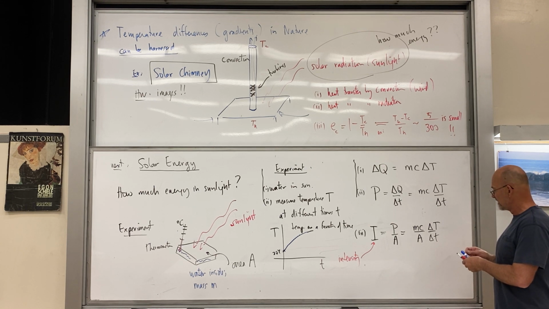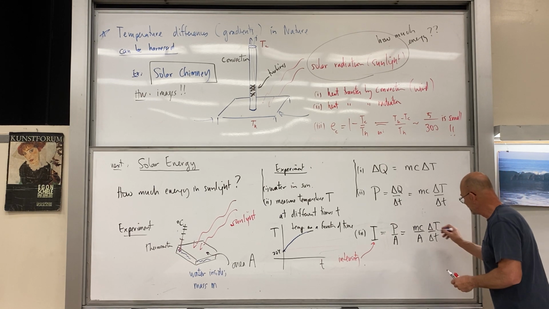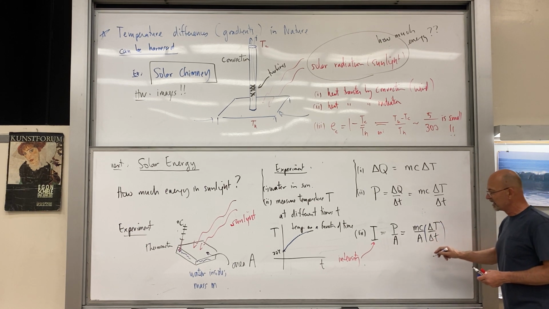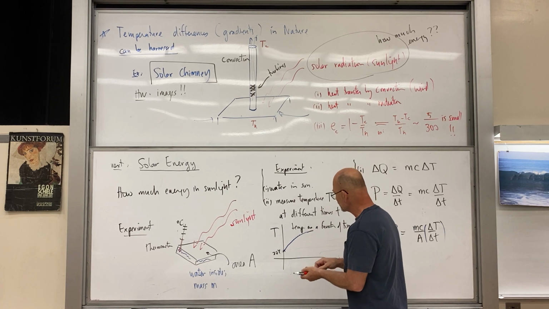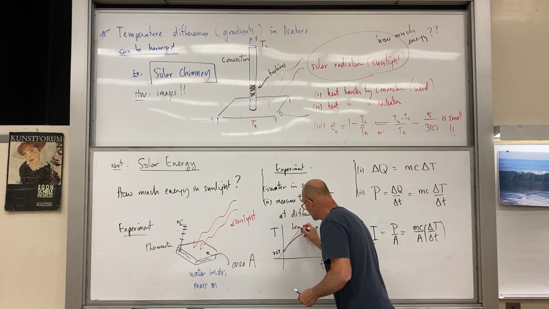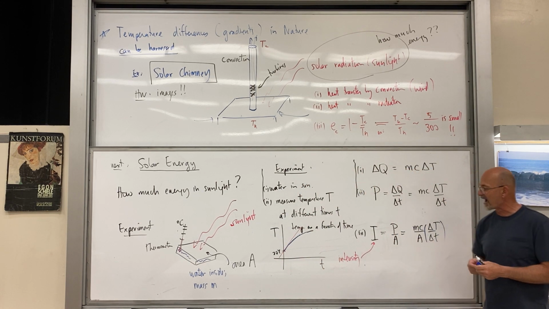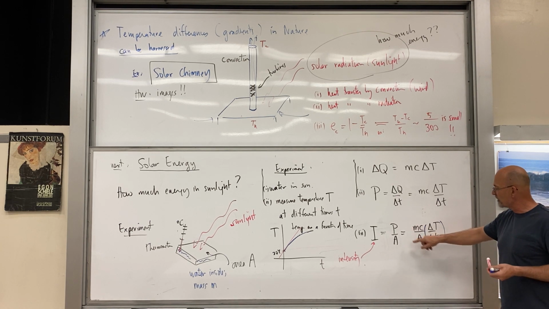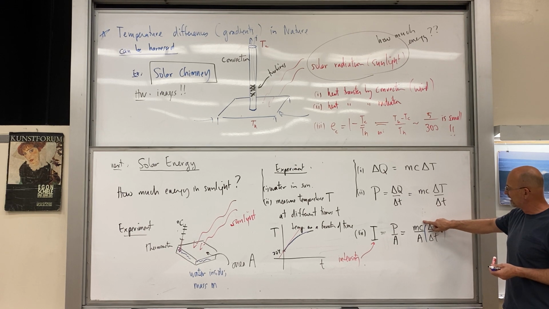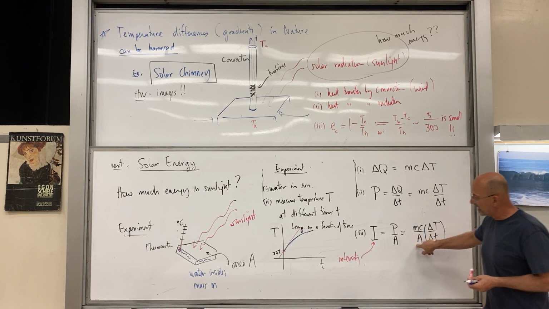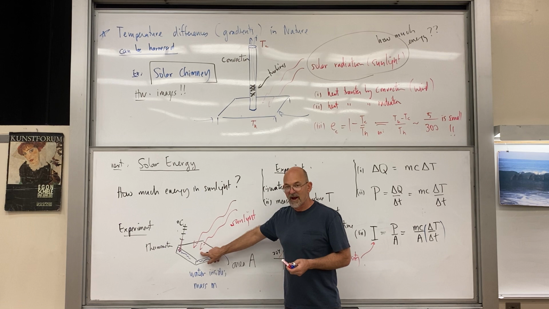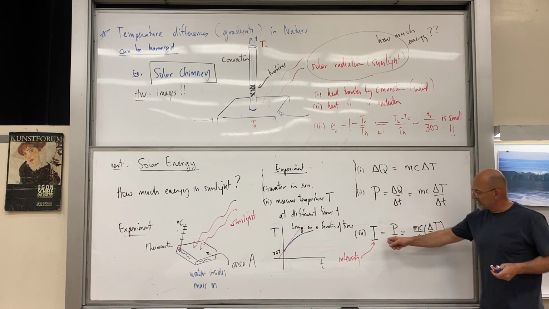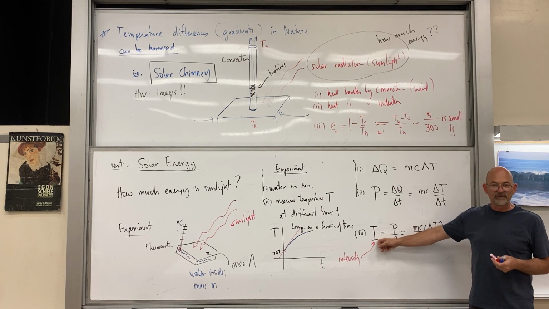Now, this delta T temperature over delta t time is just the slope of our graph here. That's the initial slope of our graph. The mass is the mass of water. We poured it in, so we know that. We know it's the specific heat of water, and the area is the area of our contraption. So in other words, using these ideas, we can calculate or measure the intensity of sunlight.